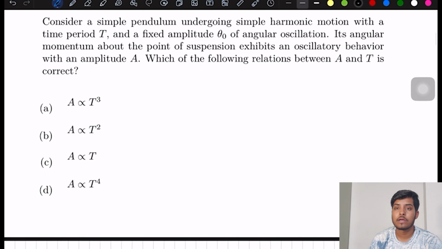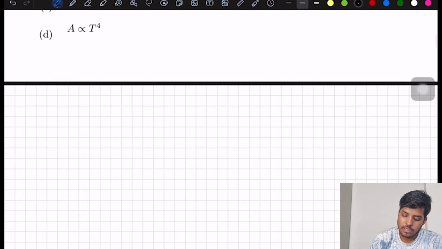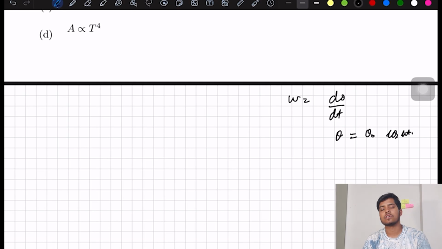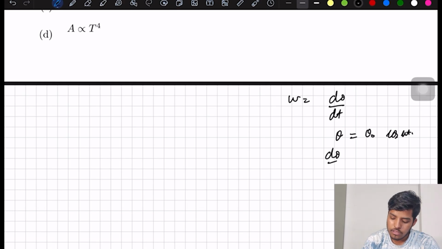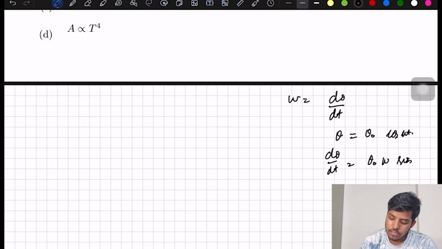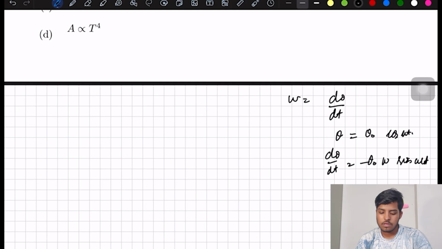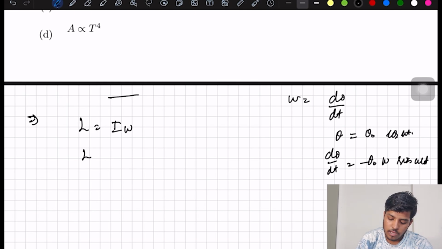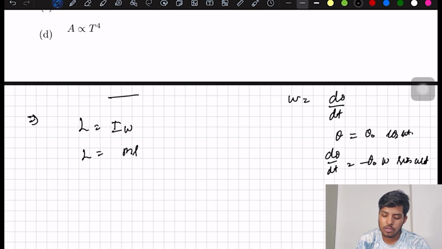So we know that angular momentum is I omega, right? And omega equals d theta by dt. Let us assume theta as theta naught cos omega t. As it is a circular motion, d theta by dt equals minus theta naught omega sin omega t. And we know that for a simple pendulum, angular momentum equals I omega. I is m l square, as it is a simple pendulum bob, so m l square into omega.